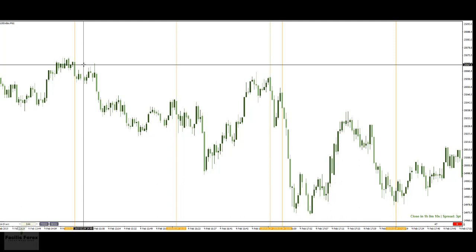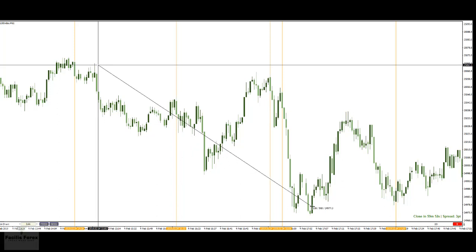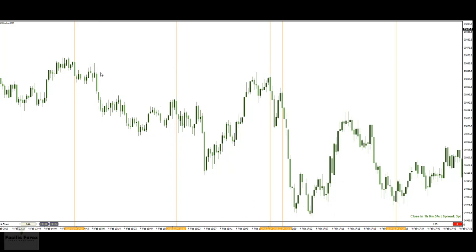So the bottom of our rectangle would be right here, the top of it would be right here. And what do you see immediately if you look right? Seven or eight bars later, we had a retest right here. And then what did price do? It went from here, and it just kept rolling. 94 points.